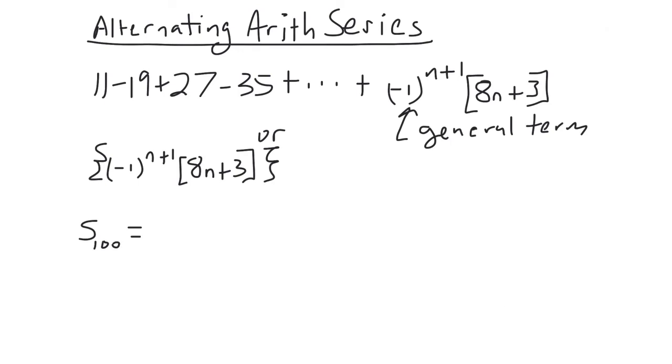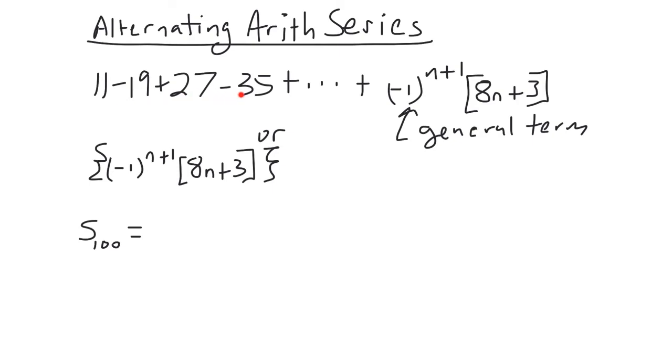In this next example, we're going to talk about an alternating arithmetic series. It's not really an arithmetic series because it's not changing by the same amount each time, but if the minus signs weren't there, it would be. So it's an alternating series that would be arithmetic if the minuses weren't there.